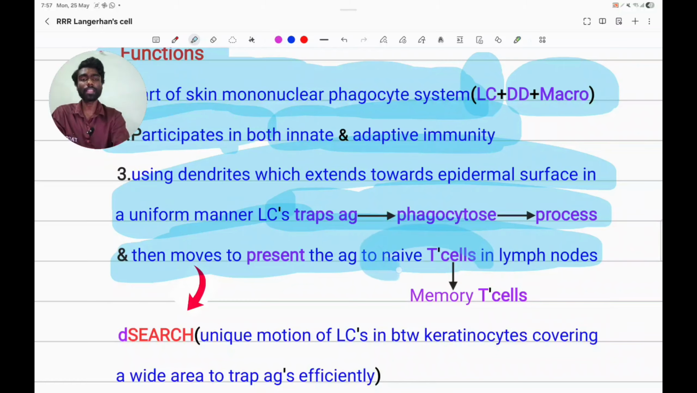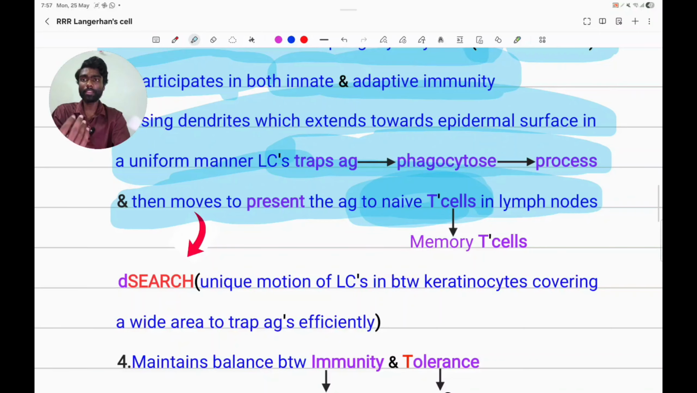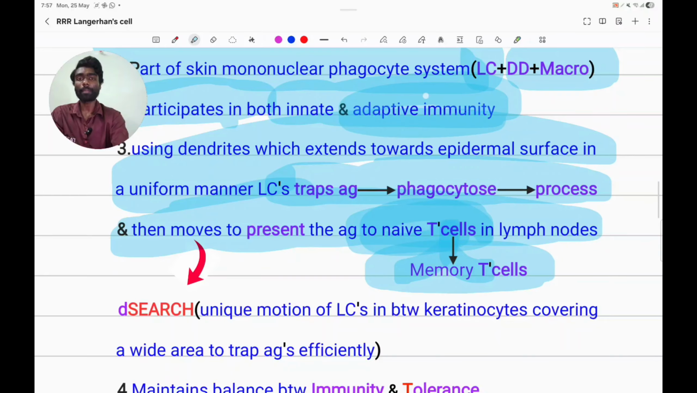Why? Because they are antigen presenting cells. They have to present the antigens to naive T cells. Their naive T cells become activated, sensitized, and they will produce cytotoxic T cells and memory T cells. These memory T cells are responsible for adaptive immunity.